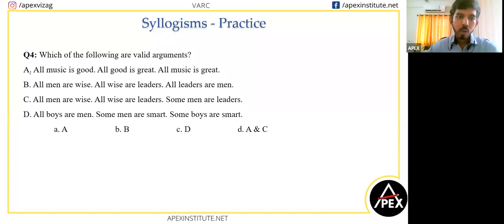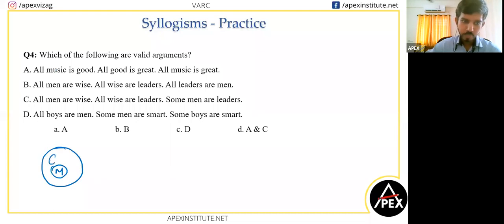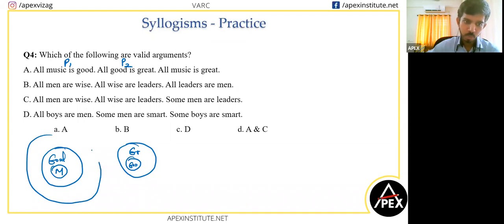Okay, so all music is good. Let's come down here. All music is good. Can we say music is a subset of good? There can be some other things which are also good. Food can be good. Anything else also can be good. So all music is good. And all good is great. So we have good and we have another circle called great. So these are our two premises, premise one, premise two. How do we combine the two? All music is good and all good is great. So let's put a bigger circle for great over here and we take out this.